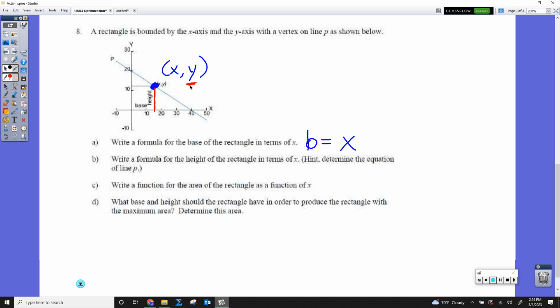That'd be our y for our given point. So we could just say, hey, our height is equal to y. Here's the only issue, though. It says write that formula for the height in terms of x. So we can't say h equals y. We need h equal to something where x is involved.